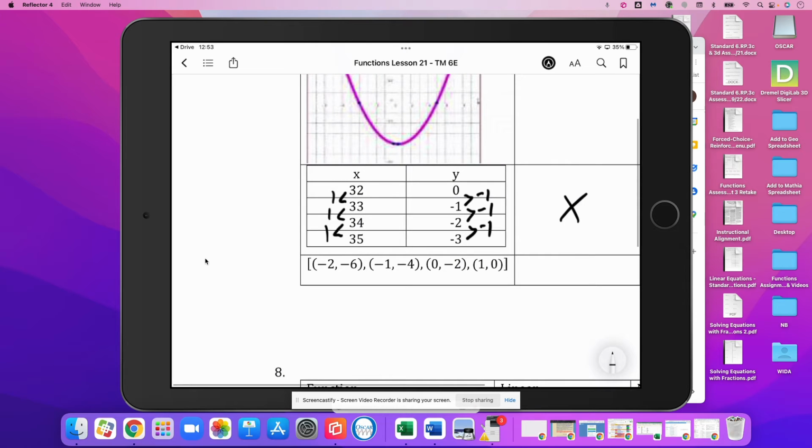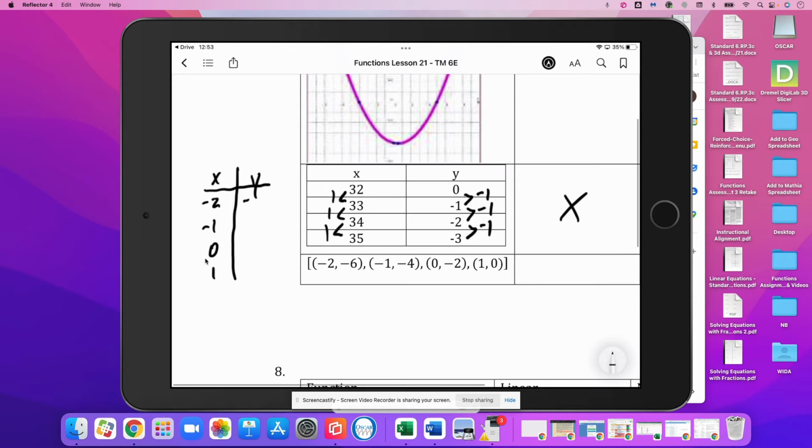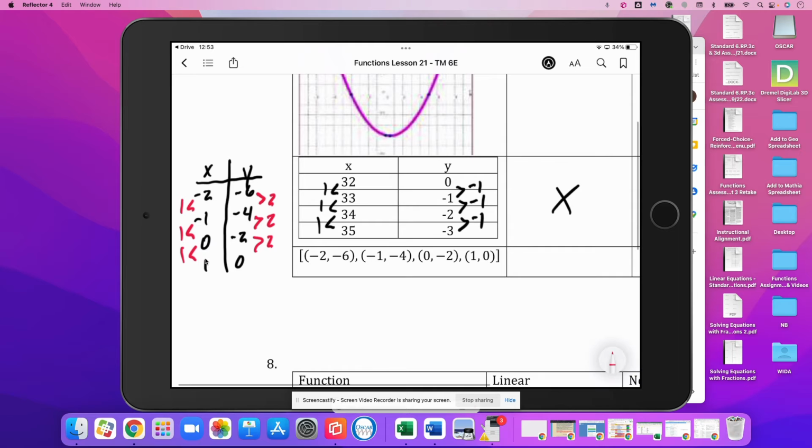For the set, quick table. Negative 2, negative 1, 0, 1. Negative 6, negative 4, negative 2, and 0. So we'll check this out. Here we have an increase of 2, an increase of 2, an increase of 2. Here we have an increase of 1, an increase of 1, an increase of 1. So yes, our slope would be consistent throughout that. The slope would be 2 over 1 or 2. So that would be linear.